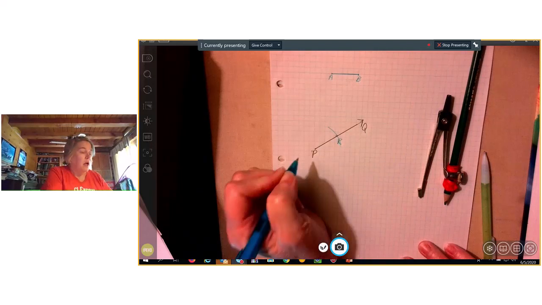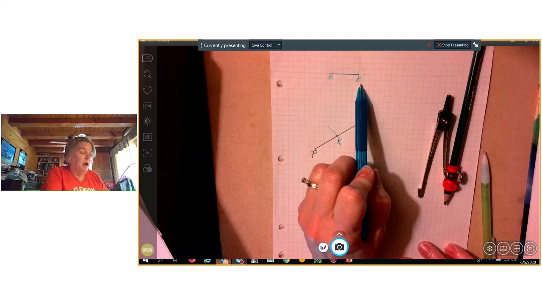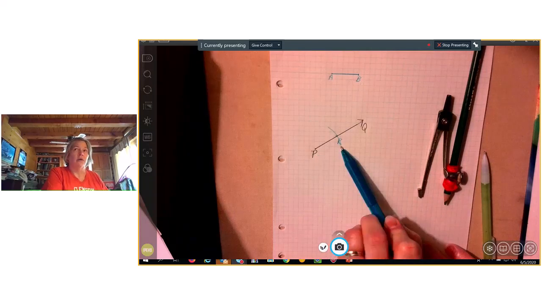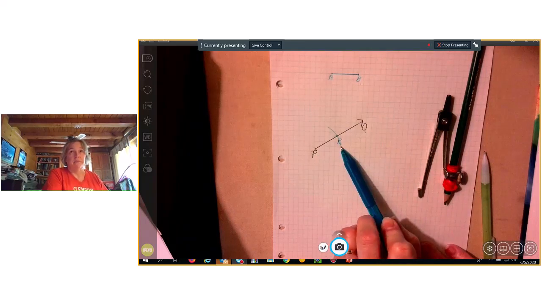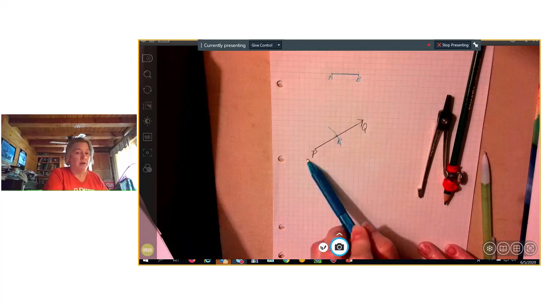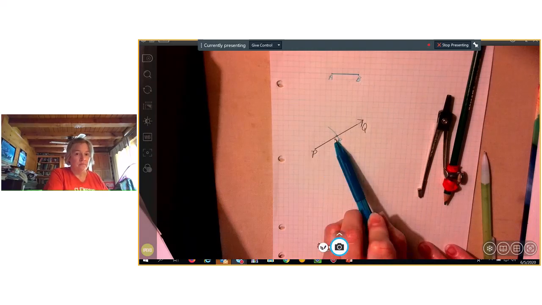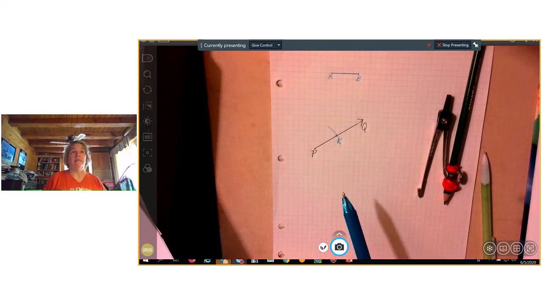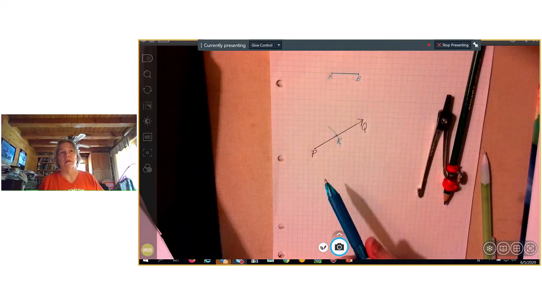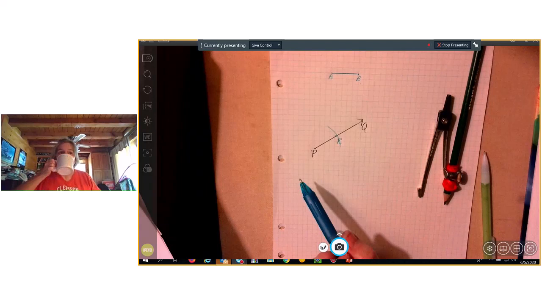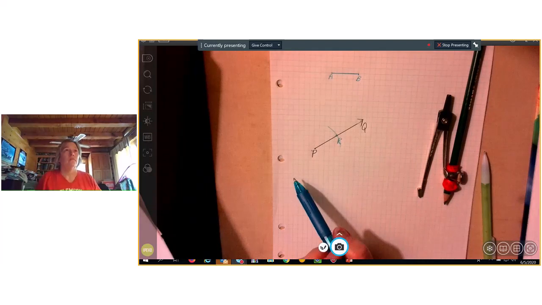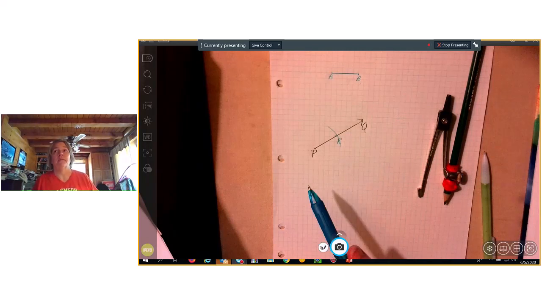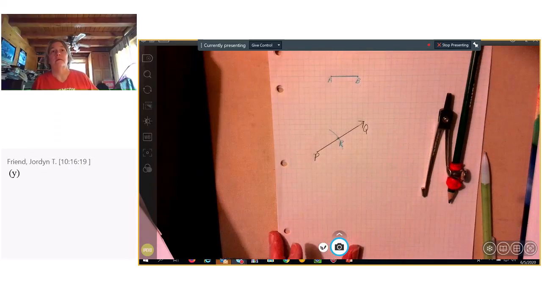So now AB and PR are congruent line segments, and they're line segments because they have a point on both ends. Does this make sense? Give me a thumbs up or something. Okay, no thumbs up? Yes, maybe? Okay.